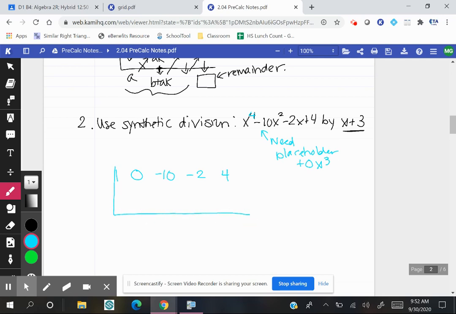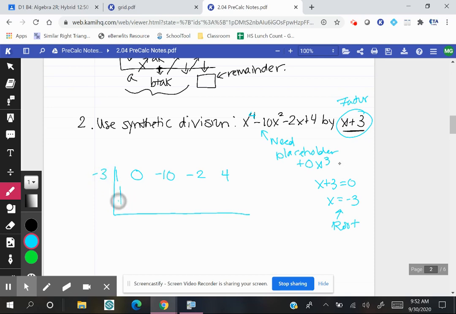Make my box. On the outside over here, we're dividing by x plus 3. So if x plus 3 is our factor, we want the root, which would have the opposite sign. If you took your factor and set it equal to 0, you would get x equals negative 3. That's our root, or a 0. So negative 3 goes on the outside here.